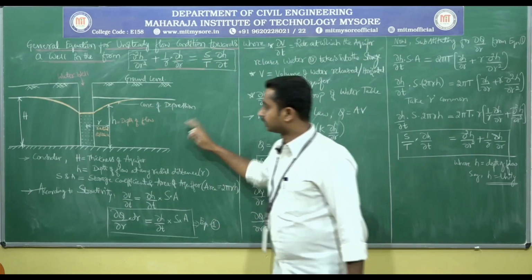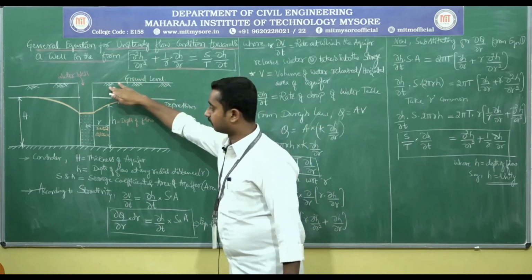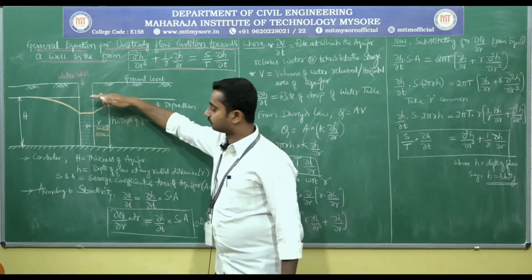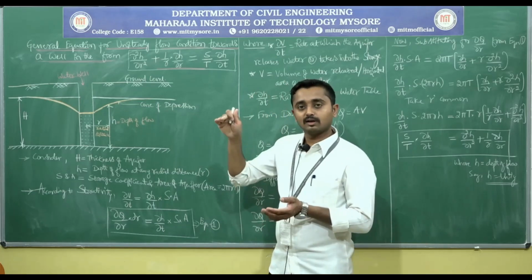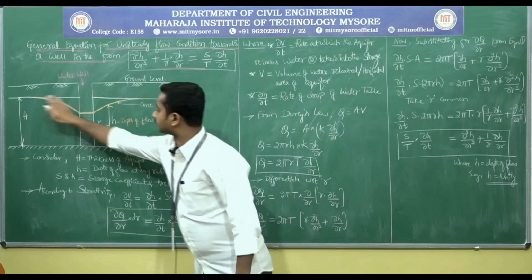Now carefully observe the diagram, very simple diagram. Ground level is there, pumping well. Once the pumping starts, water level slowly decreases. So this is the cone of depression. Water level decreased around a well. So this is the cone of depression.